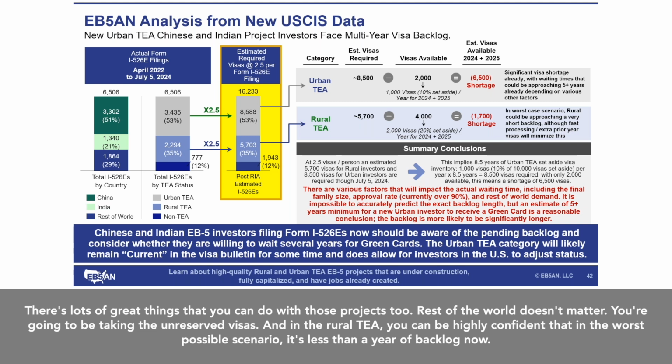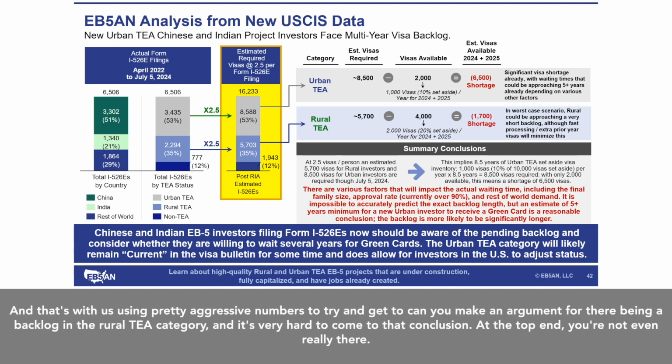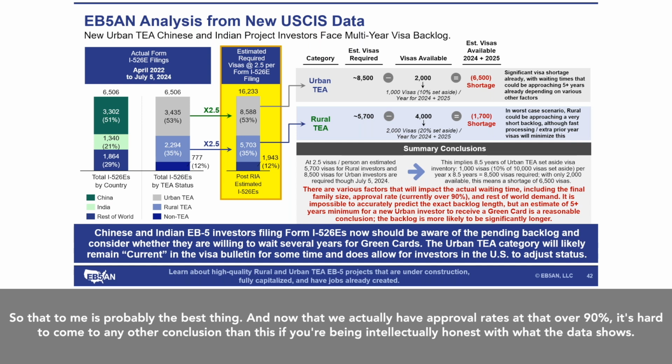And in the rural TEA, you can be highly confident that in the worst possible scenario, it's less than a year of backlog now. And that's with us using pretty aggressive numbers to try and get to, can you make an argument for there being a backlog in the rural TEA category? It's very hard to come to that conclusion. At the top end, you're not even really there. So that to me is probably the best thing. And now that we have approval rates over 90%, it's hard to come to any other conclusion if you're being intellectually honest with what the data shows.